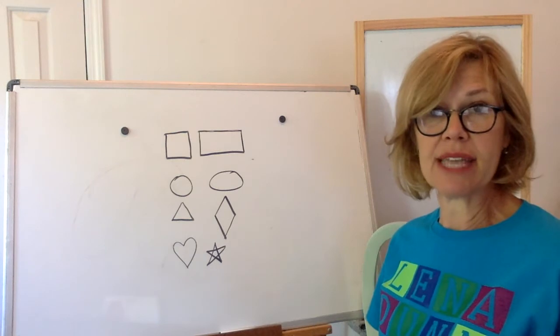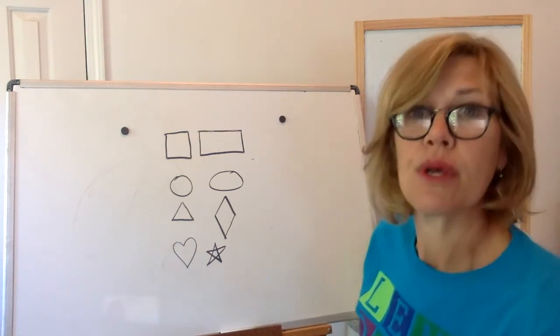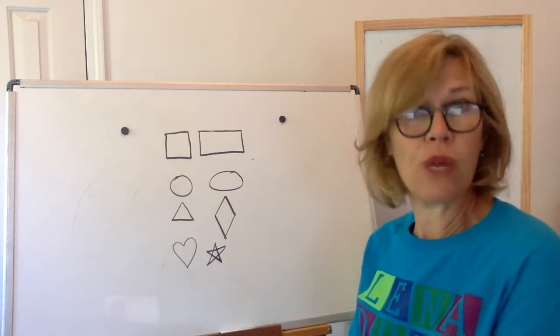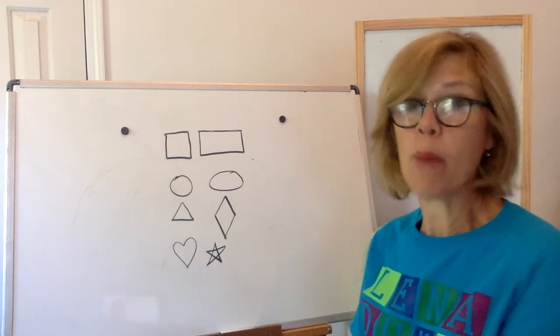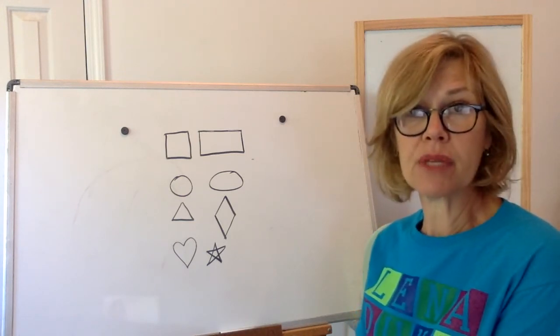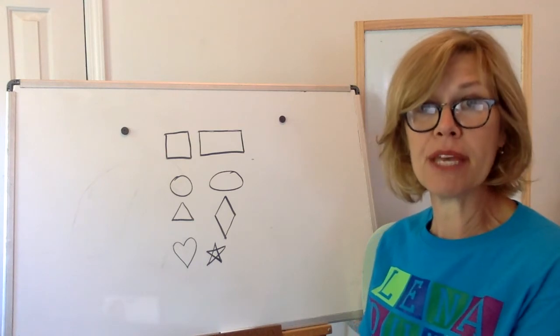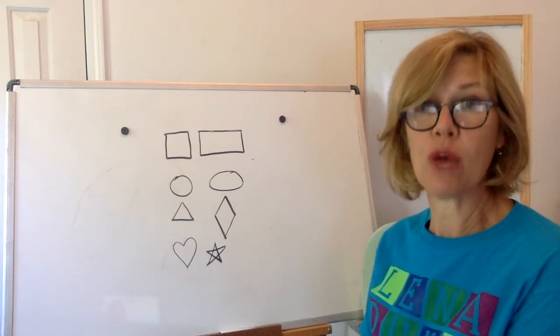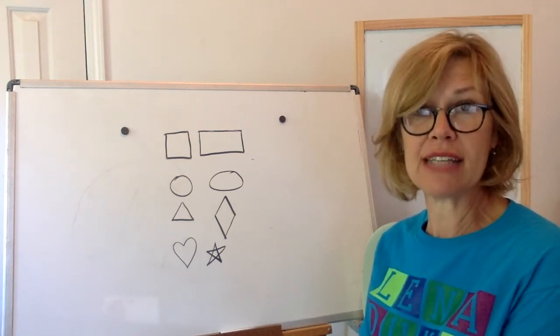See if you can find rectangles around your house today. You might find them in the ceiling. Windows might be shaped like rectangles. Books, pictures. If your parents will do it, have them take a picture of you showing a rectangle and send it to me on Class Dojo.